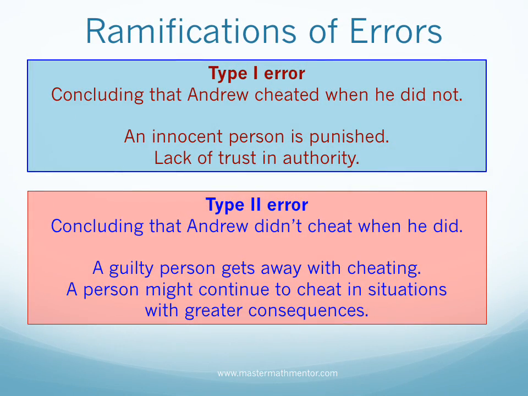The type 1 error punishes an innocent person. He may also lose trust in authority, thinking the world is out to get him. The type 2 error allows a person to get away with cheating. He may conclude that he can get away with cheating in other situations, such as insurance fraud or tax evasion. It may lead him to spend time in jail if the behavior continues. Which is worse? That's your decision.